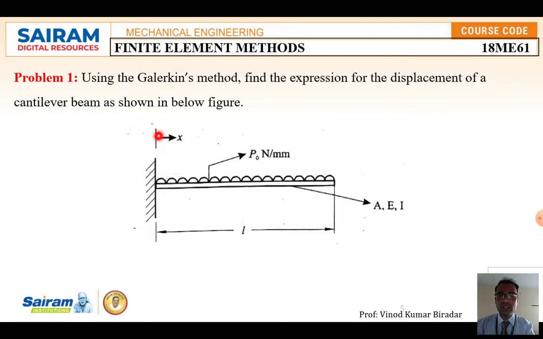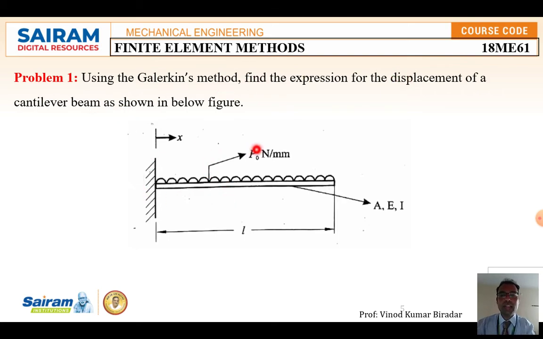Look at here, this is a beam. Across the entire beam a uniformly distributed load is acting, denoted by P₀, with unit Newton per mm. The total length of the given beam is L. Here the displacement takes place along x, and the given material properties are area, Young's modulus E, and I, the moment of inertia. So this is the question given, but our aim is to find the displacement function for the cantilever beam.